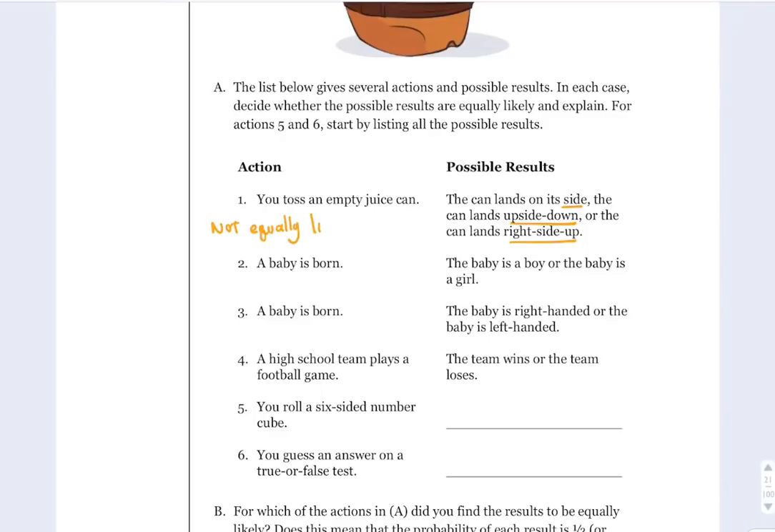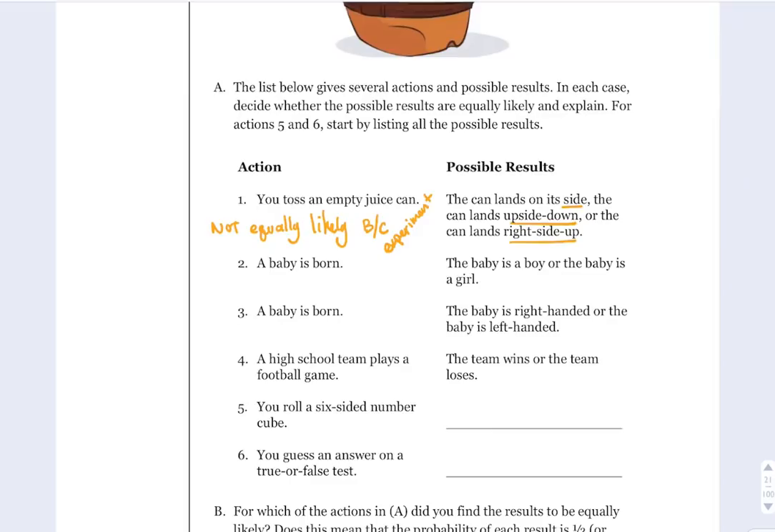Equally likely? No, not equally likely. And we know that because, and I'm going to say this word, experiment. We know that because we did an experiment and we flipped cups and they didn't land upside down, right side up, or on their side all the same. When we just did ends and sides, sides won out by a vast margin.